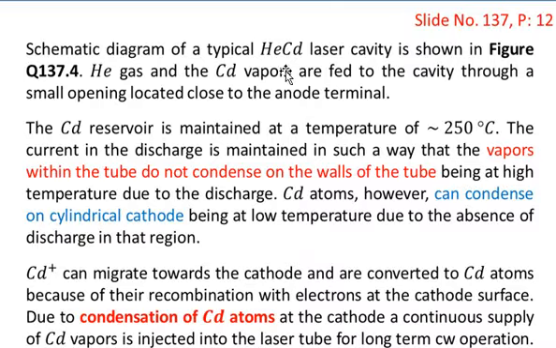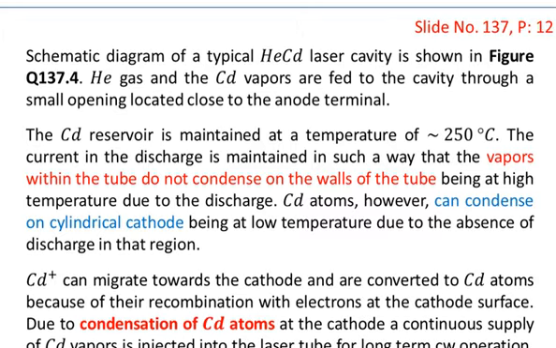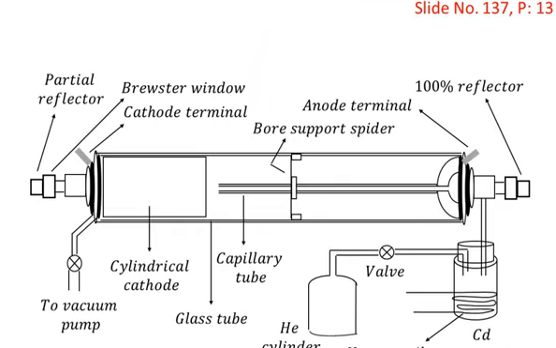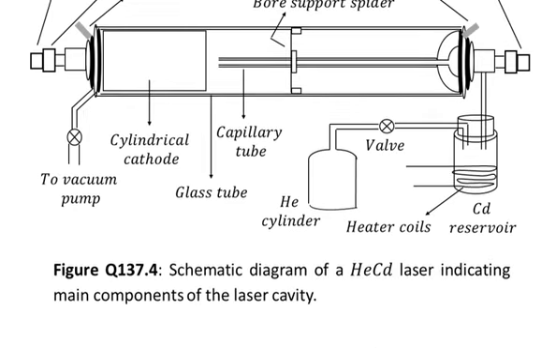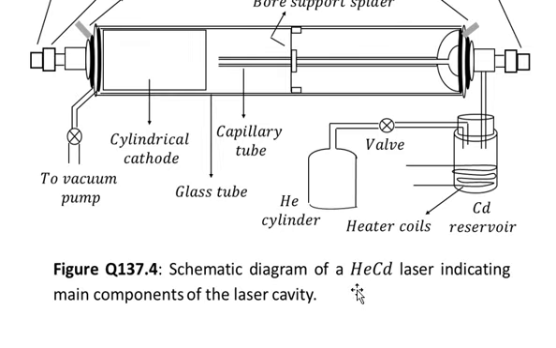Schematic diagram of a typical helium-cadmium laser cavity is shown in figure number 4. Helium gas and the cadmium vapors are fed to the cavity through a small opening located close to the anode terminal. So let me show you the figure of the helium-cadmium laser cavity, which is over here. The caption of the figure is: schematic diagram of a helium-cadmium laser indicating main components of the laser cavity.